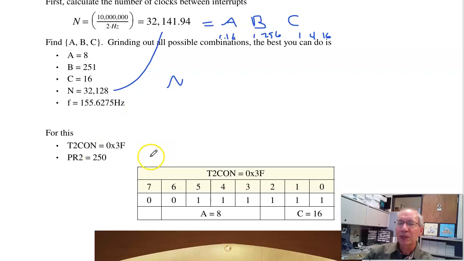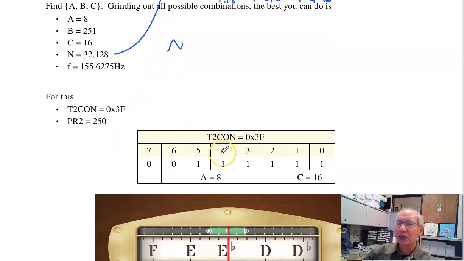Now to set that up, I set up T2CON and PR2. PR2 is just B minus 1. T2CON contains A and C. So here's how T2CON is encoded. These 4 bits are A, these 2 bits are C. So A minus 1 is this number.